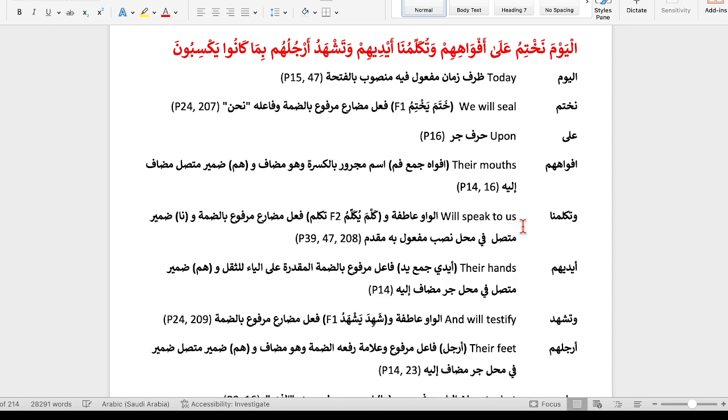Wa tukallimuna. So tukallimuna, waw harfu atfin, wa tukallimu is actually coming from kallama yukallimu, form 2. If you see the doubling of the middle letter, that means form 2. Kallama yukallimu. Let's look at the table, page 208.